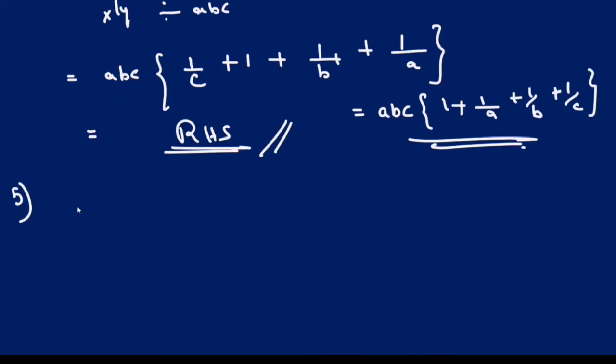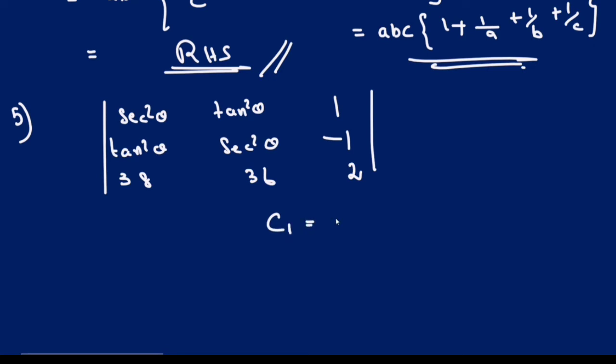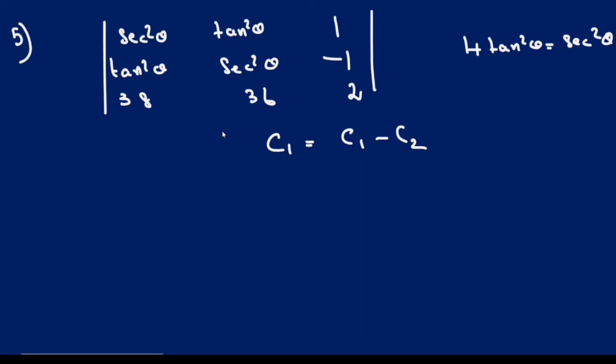Sum number 5. C1 is C1 minus C2. You can use the trigonometric identity. What is the identity? 1 plus tan square theta is secant square theta. So secant square theta minus tan square theta will become 1. You can use that. To remove this trigonometry, we do column 1 and column 2.